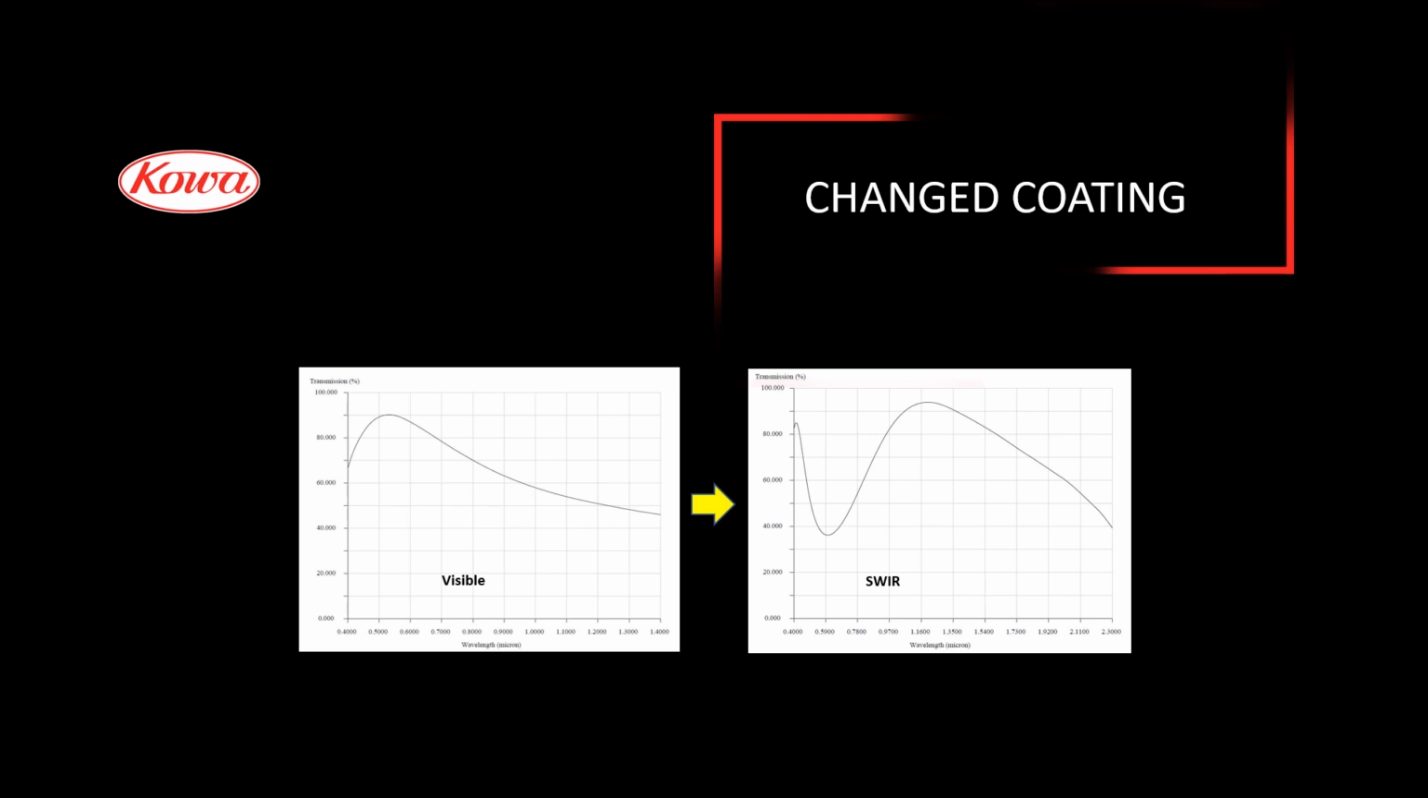Another example of a modification of a catalog lens is to change the coating. For example, if you don't work mostly in the visible but in shortwave infrared, we can change the coating so you have a different transmission. For example, here on the left side in the graph, the coating has a peak at 500 nanometer. The shifted coating on the right side has a peak at about 1200 nanometer.